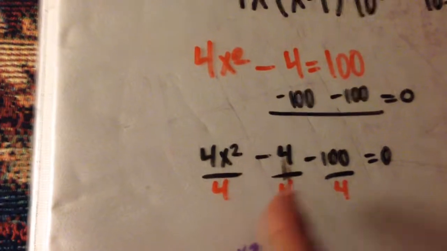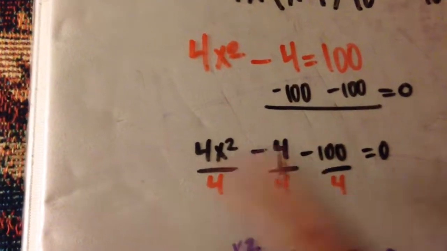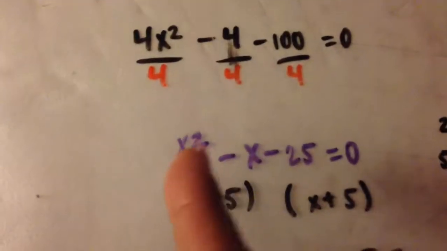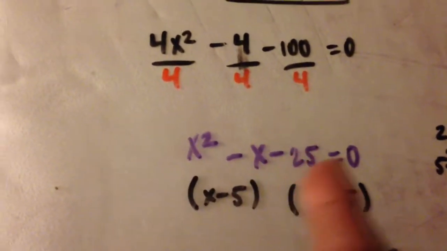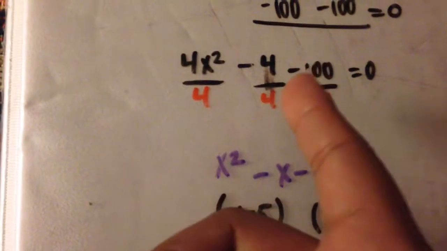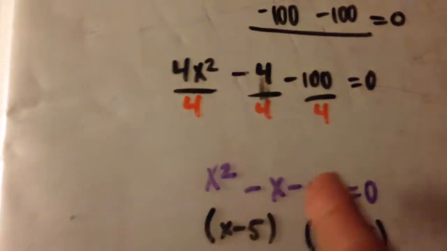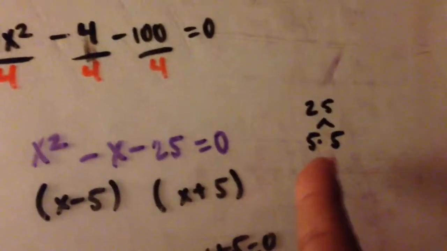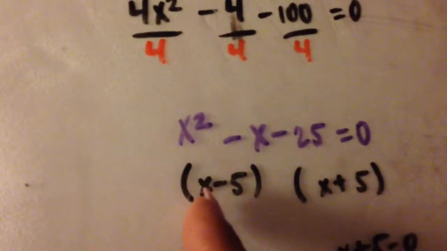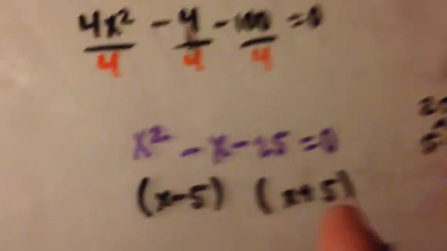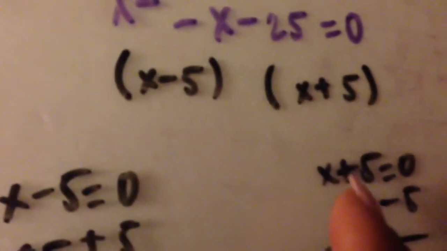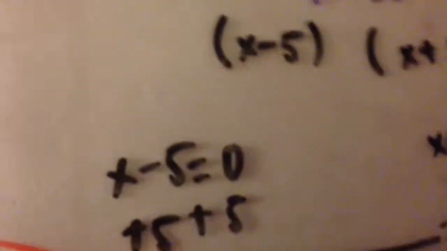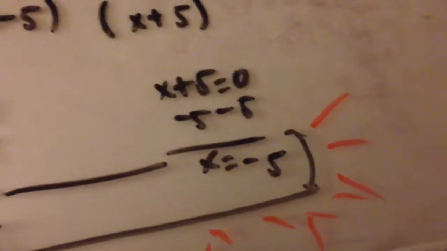Now how do we get rid of this? We divide it all by 4 and we get x² minus x minus 25 equals 0 because 100 divided by 4 equals 25. Now what is the square root of 25? 5 times 5. So x minus 5, x plus 5. x minus 5 equals 0, x plus 5 equals 0. You minus because it's plus and you add because it's minus. Your answer is x equals 5 and x equals negative 5.